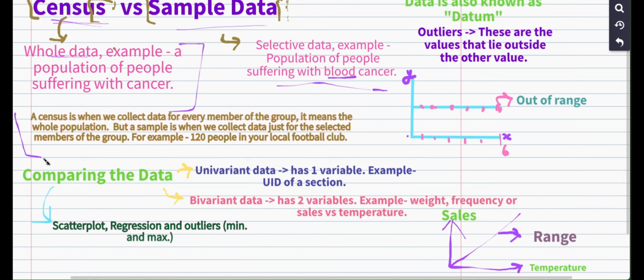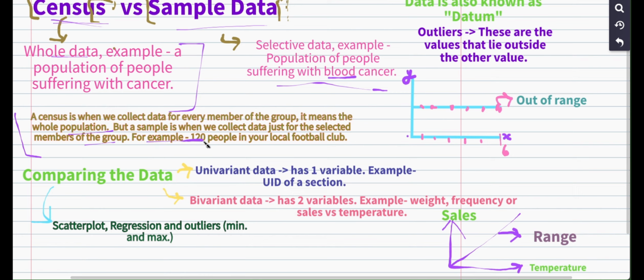You can also read this very important point written here, that a census is when we collect the data for every member of the group. It means the whole population, right? Here the data is collected for every member of the group. It is not like you are excluding some members or including only a particular type of members. Census is when you extract the data from all the members of the group, of the population, right? But a sample is when we collect the data for selected members of the group. Here I have selected the people who are suffering with blood cancer, right?